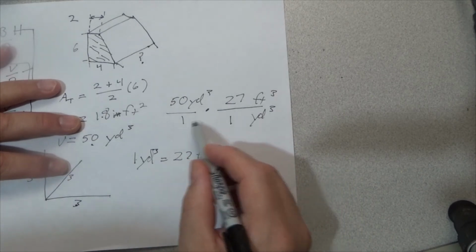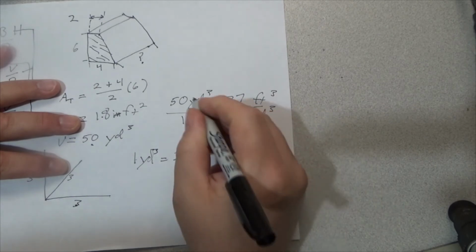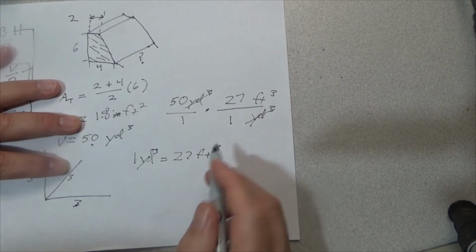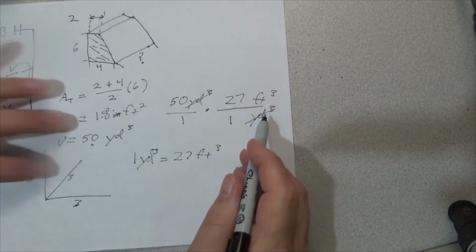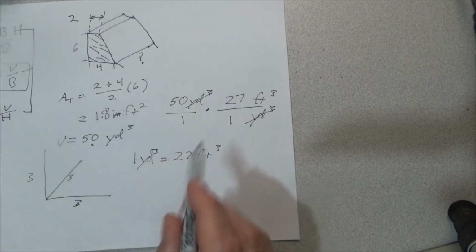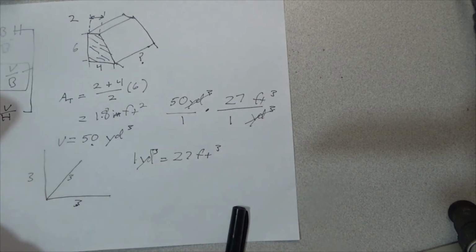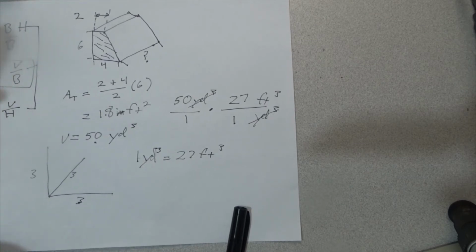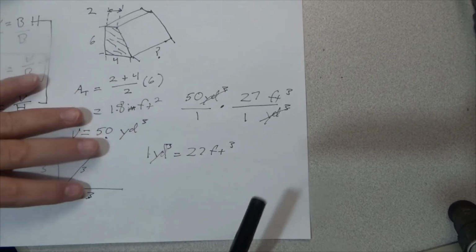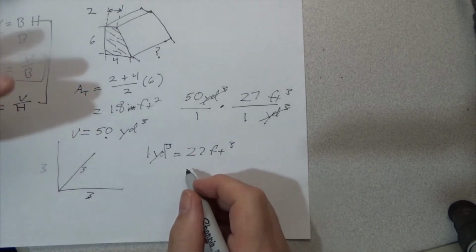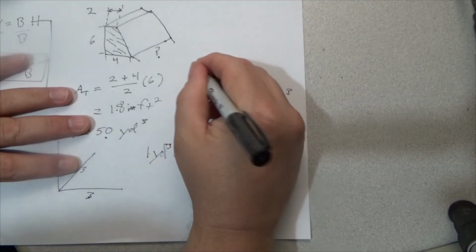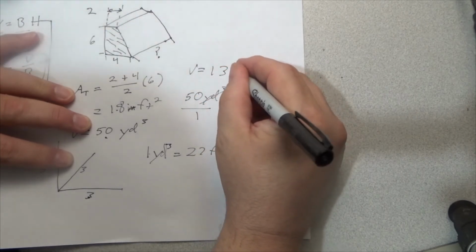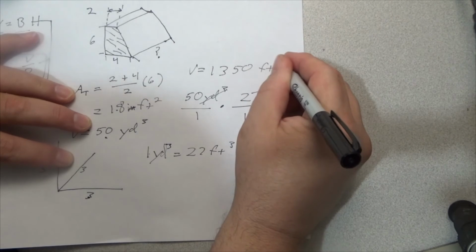So, and I need to cross out the units. I set this up like this so that the units I don't want cancel, and I don't want yards. And feet is what's left, feet cubed. So then I just multiply across the top and across the bottom. Across the bottom I can see is just 1, so I'll just leave that. So the top is 50 times 27, which is, so the volume of this is 1350 feet cubed.